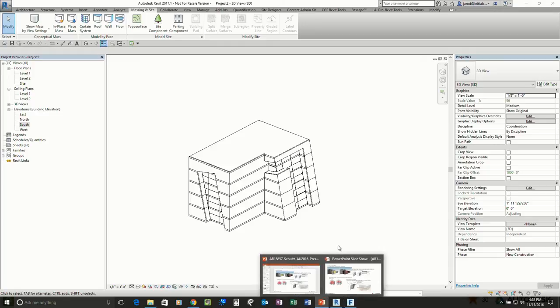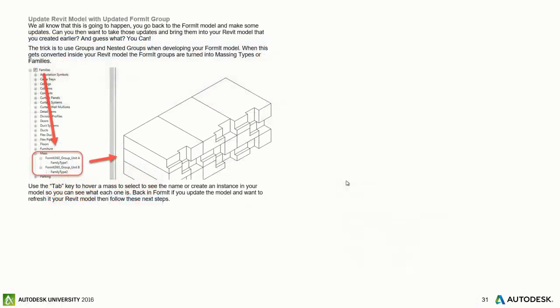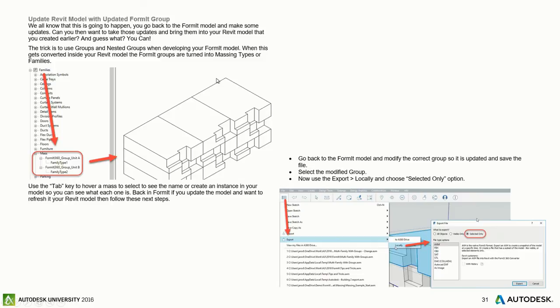So that kind of gives you some hindsight about going further, taking it from Formlt into Revit and building upon this. Now, this is going to happen, right? Someone goes back to Formlt, decides, no, it would be really cool if we did this. Now, how am I going to get that piece, that change, back over into my Revit model? So they go back in.